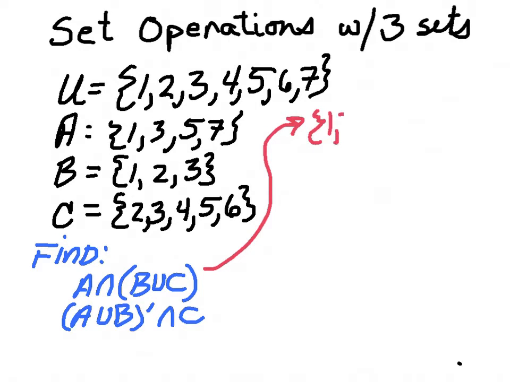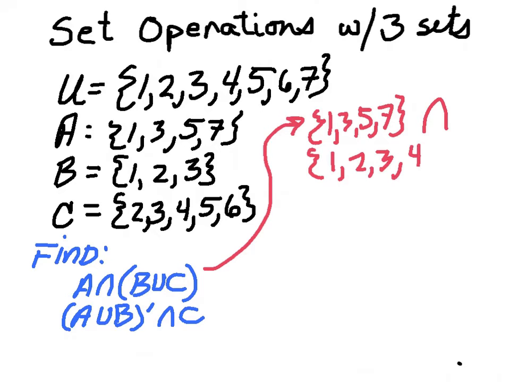Set A is 1, 3, 5, 7. And I want to intersect that with the union of sets B and C. So B has 1, 2, 3. C also has 2, 3, but then 4, 5, 6. So B union C is 1, 2, 3, 4, 5, 6.